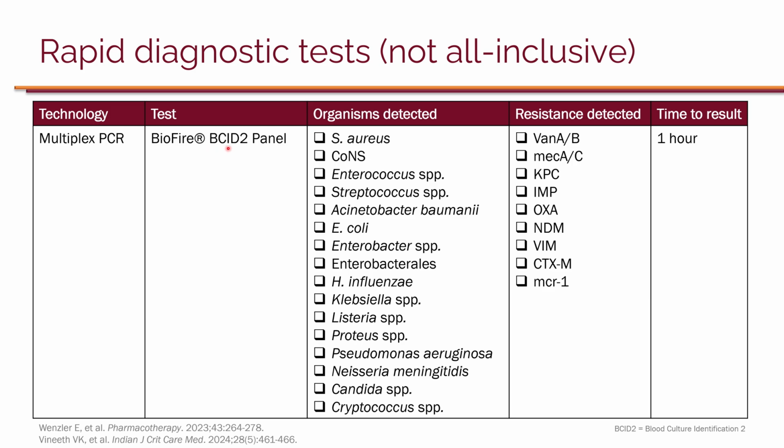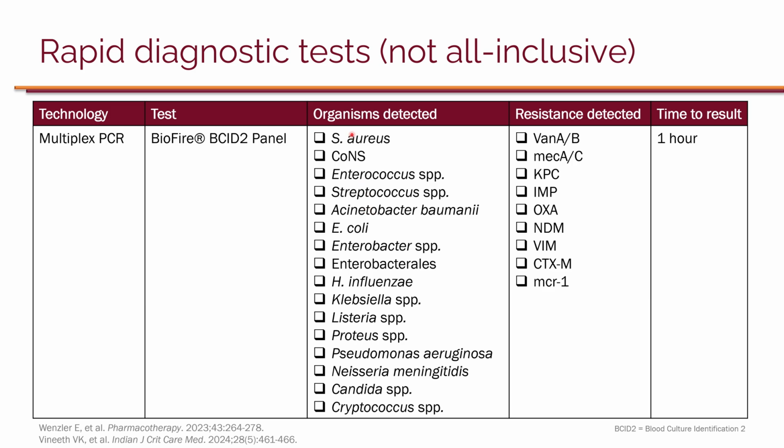BCID is the actual test. It stands for blood culture identification. This is the second revision of this test, or version 2, if you will. And the significance of this is that it can detect a series of organisms that's listed here. So a number of clinically important organisms that cause the most common infections, including gram-positive and gram-negative bacteria, as well as certain species of fungi such as Candida and Cryptococcus species.